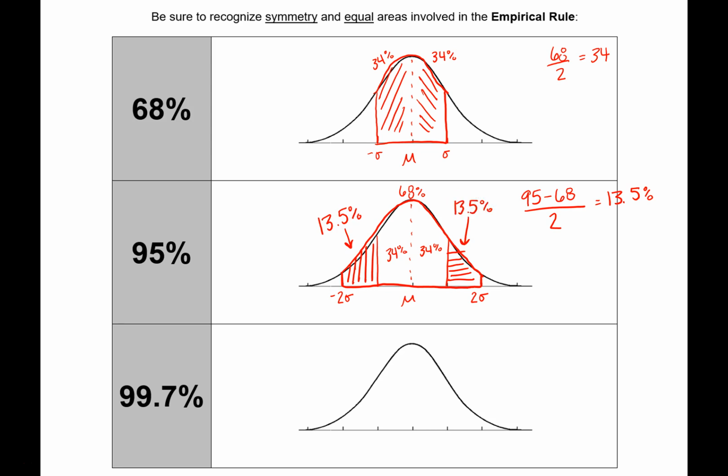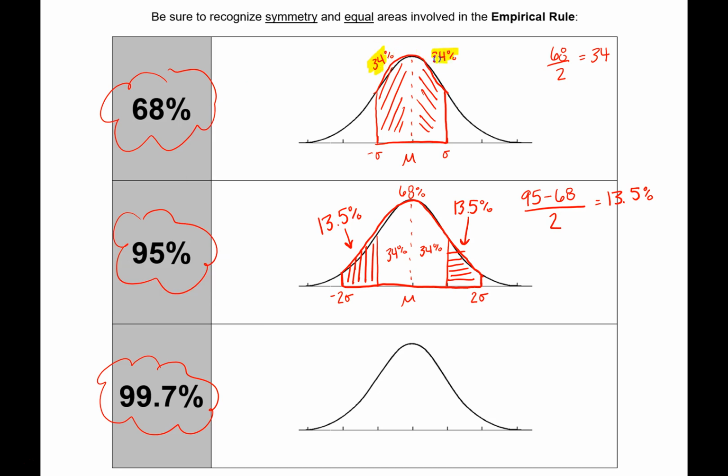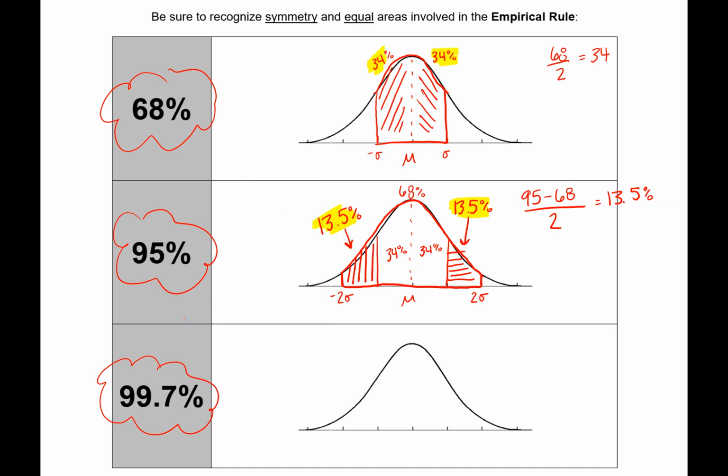Again, these little numbers are not numbers that you have to memorize. You need to memorize the big ones, 68, 95, and 99.7. But these little numbers are going to make it easier for us to answer problems in a moment. So I'm going to highlight these little numbers for us because they're not required to memorize, but they're certainly going to make our lives easier and we're going to have less work to do if we do have them memorized.